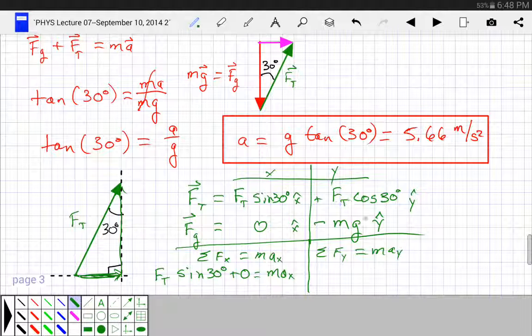Sum of the forces in the y direction is going to be ft cosine of 30 degrees minus mg equals, now what's the acceleration in the y direction? Since the car is accelerating in the x direction, acceleration in the y direction is 0. Acceleration in the x direction is what I'm looking for. So now I have two equations with two unknowns. What are the unknowns? One of the unknowns is the acceleration in the x direction.